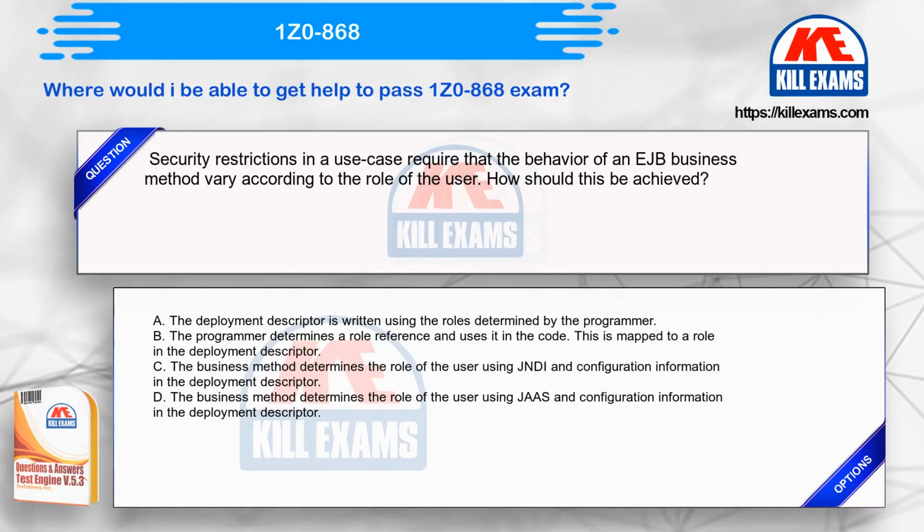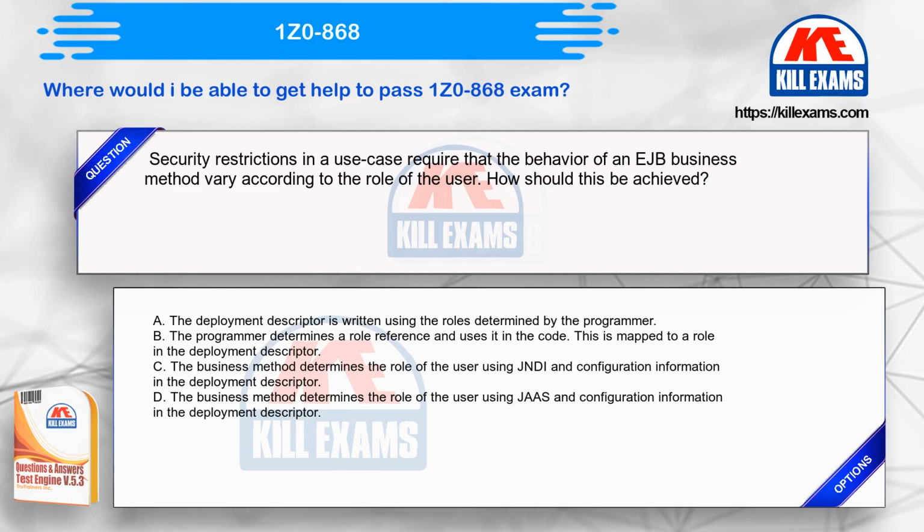Security restrictions in a use case require that the behavior of an EJB business method vary according to the role of the user. How should this be achieved? Option A. The deployment descriptor is written using the roles determined by the programmer. Option B. The programmer determines a role reference and uses it in the code. This is mapped to a role in the deployment descriptor.